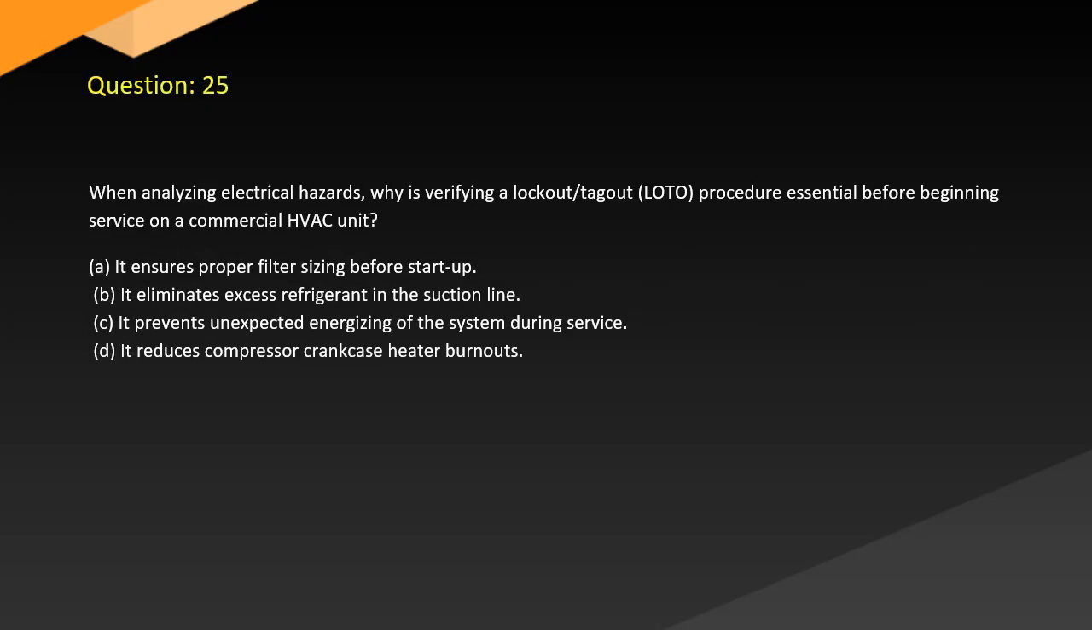Question 25. When analyzing electrical hazards, why is verifying a lockout-tagout (LOTO) procedure essential before beginning service on a commercial HVAC unit? A. It ensures proper filter sizing before startup. B. It eliminates excess refrigerant in the suction line. C. It prevents unexpected energizing of the system during service. D. It reduces compressor crankcase heater burnouts.